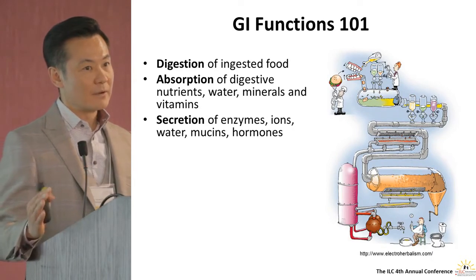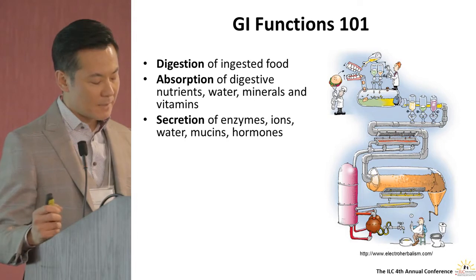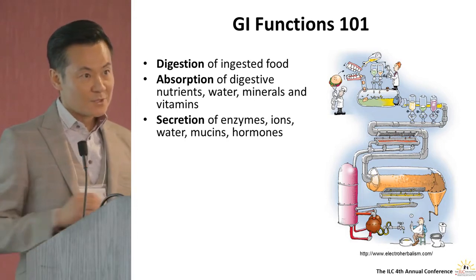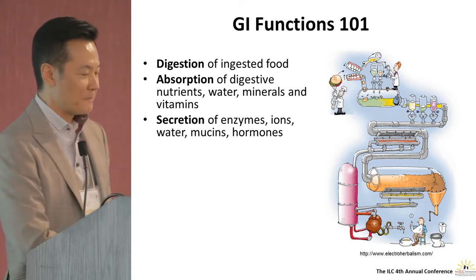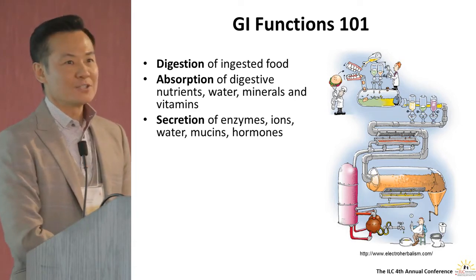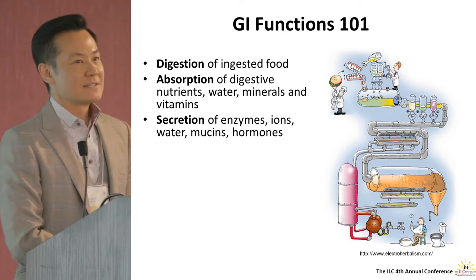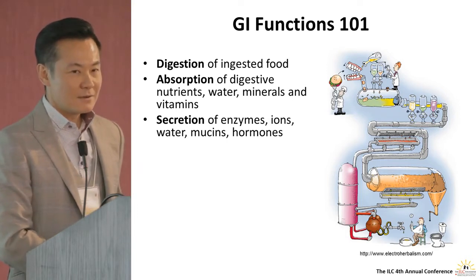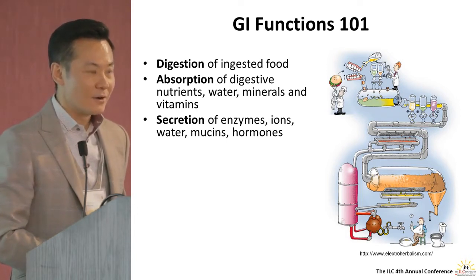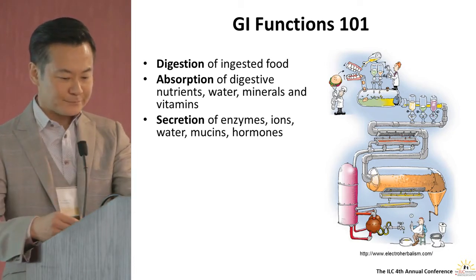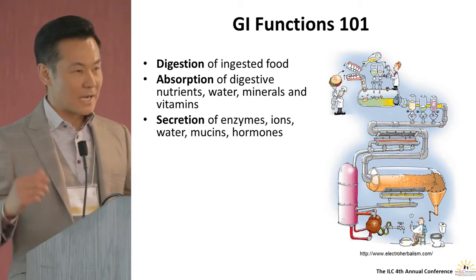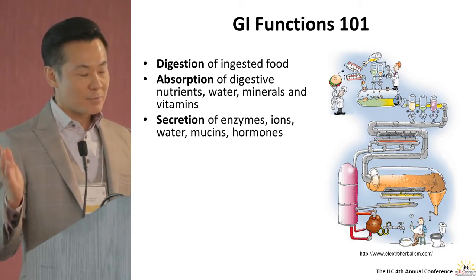GI function 101, very simple. Before I was a medical doctor, I was an engineer. So I like flows, I like algorithms, and I like things that follow logic. So the gut is very simple. It's only one hose in, one hose out. There's nowhere else to go. If it goes somewhere else, there's something wrong, right? So when things go in, they have to go out. When things don't go out, there is a problem.